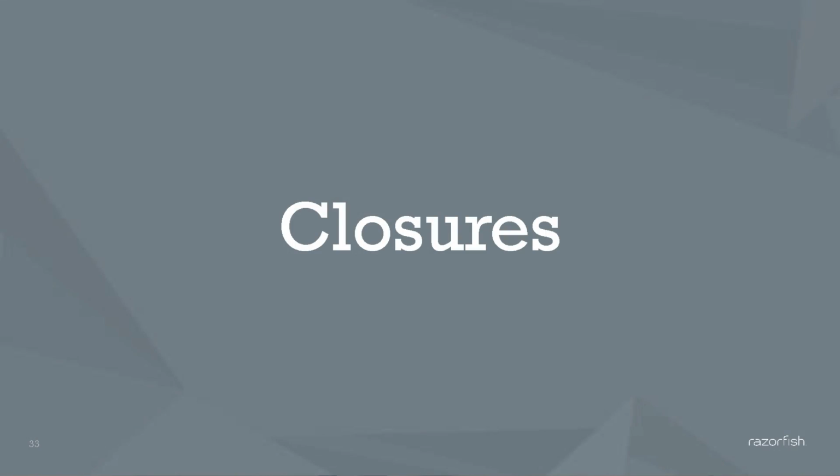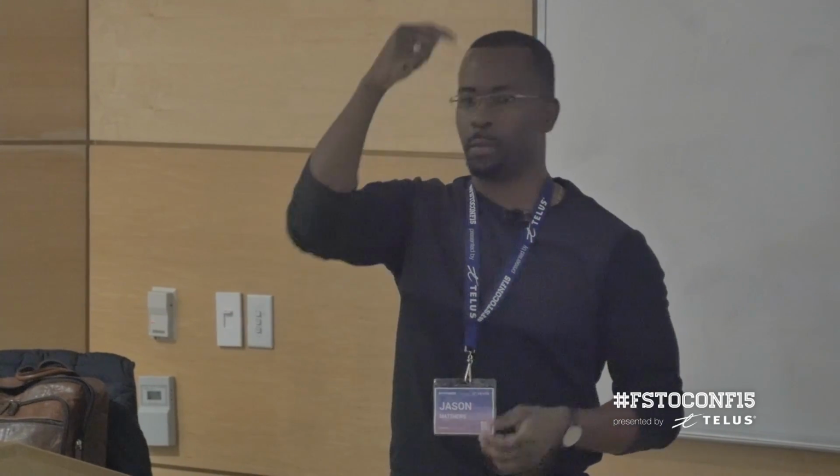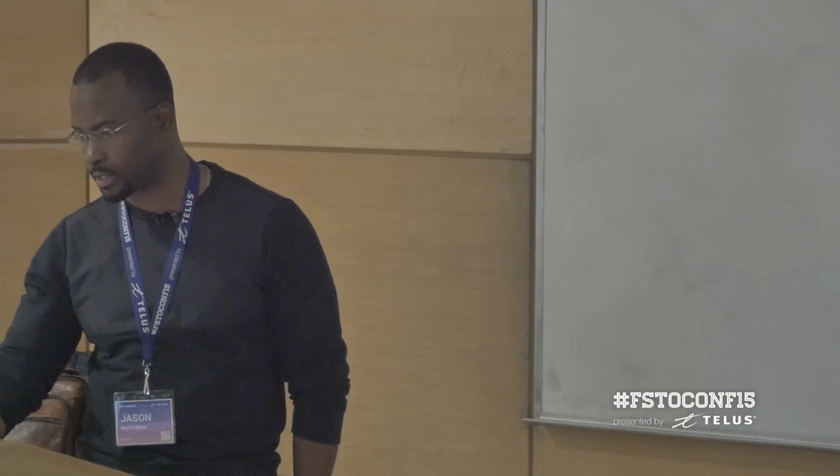Closures. So closures is one of the amazing things that makes this entire thing possible. So I'm going to go through what a closure is. Closures are functions that refer to independent, free variables. In other words, the function defined in the closure remembers the environment in which it was created. So if you have a function and you have another function inside of it, that function can remember anything in there even after it was called. So we're going to see how that looks.